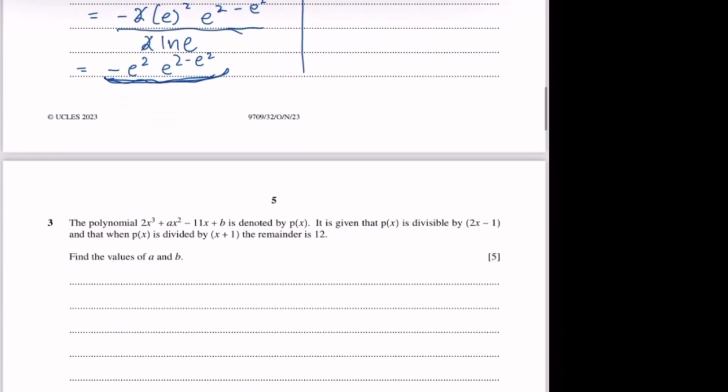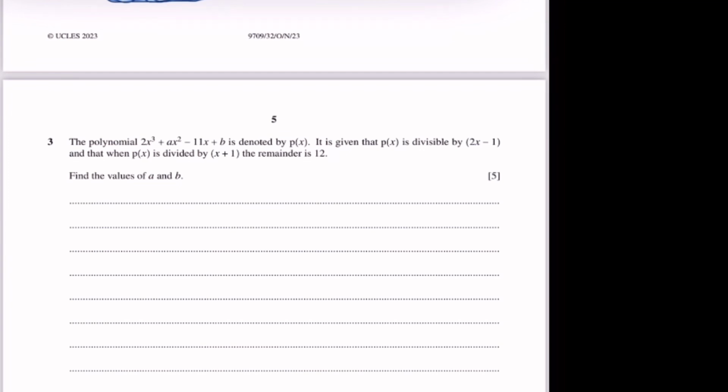Moving on to question number 3. The polynomial 2x cubed plus ax squared minus 11x plus b is denoted by px. It is given that px is divisible by 2x minus 1, and that when px is divided by x plus 1, the remainder is 12. And we have to find the values of a and b.